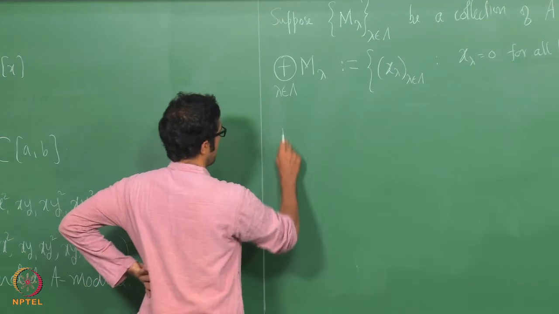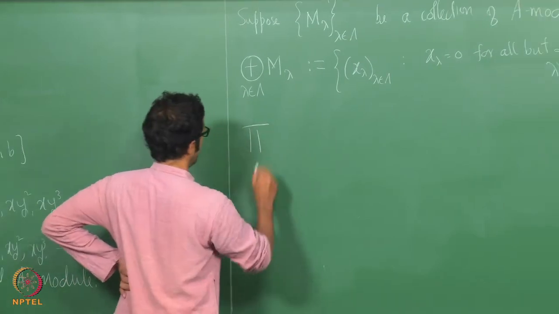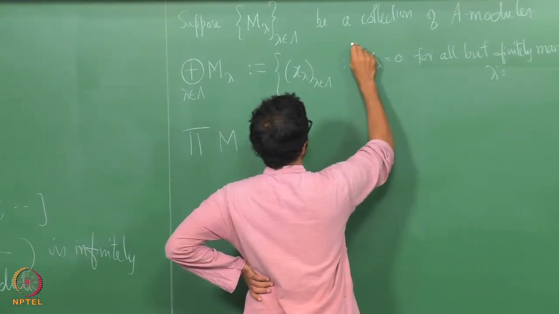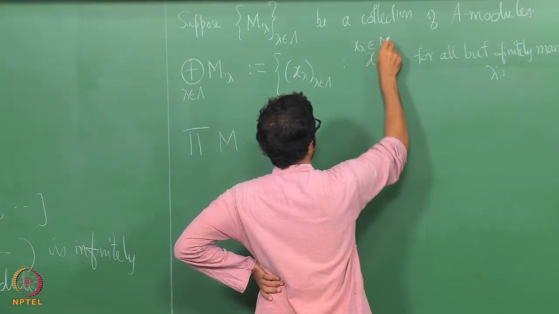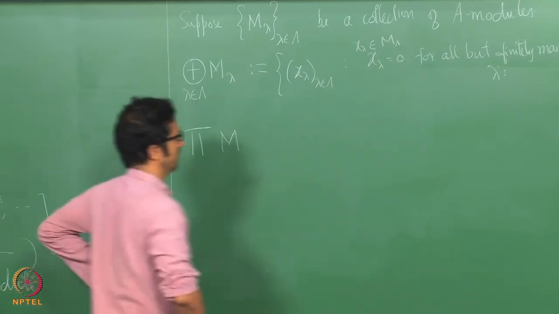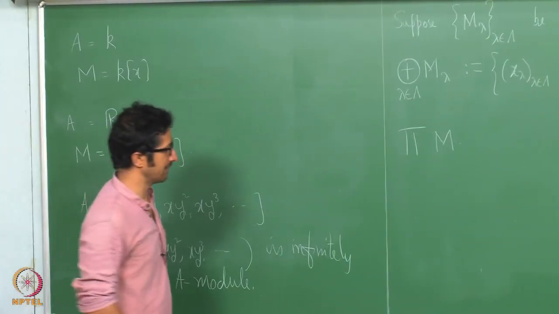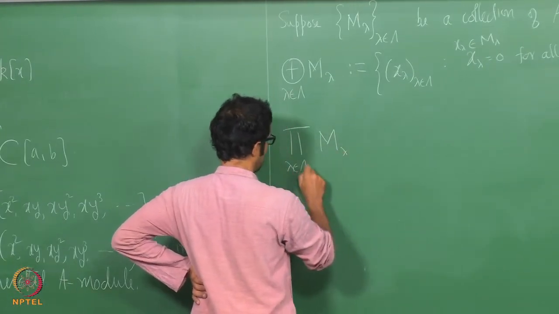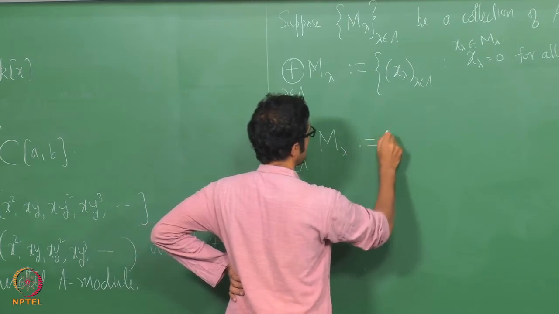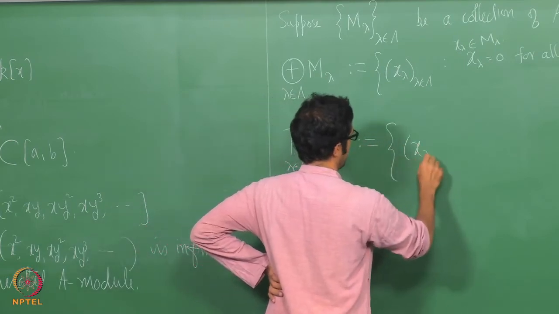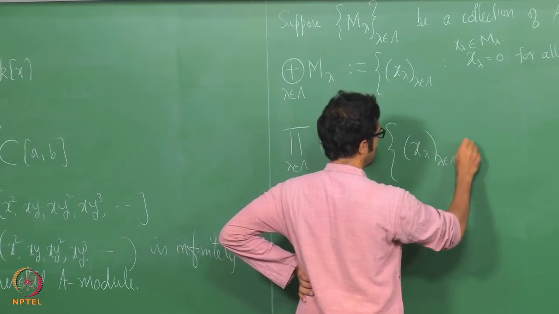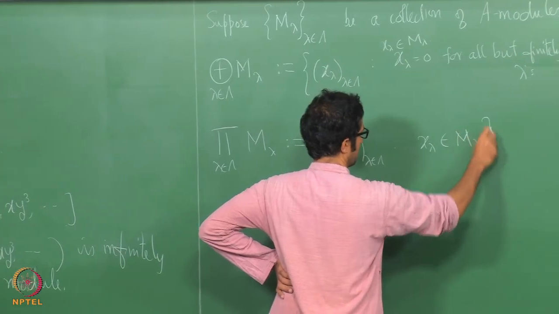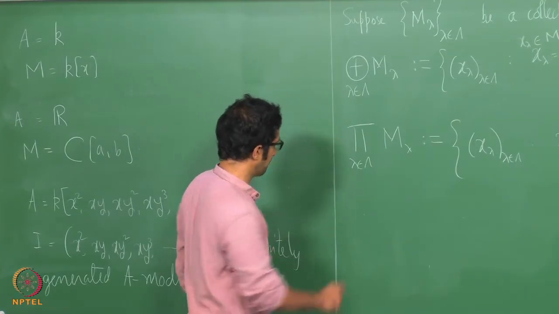And I can form the product. So this is x lambda in M lambda, and x lambda is 0 for all but finitely many lambdas. The product of M lambda, lambda in Lambda, is defined as the sequences x lambda with no restriction. That is the only difference.